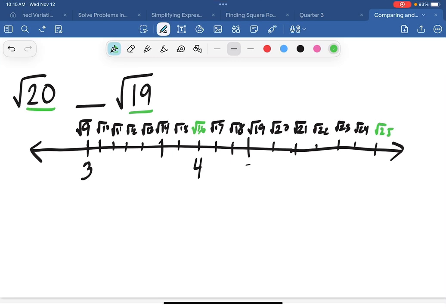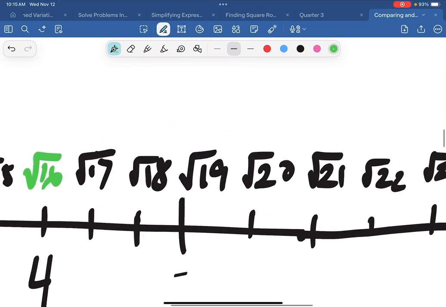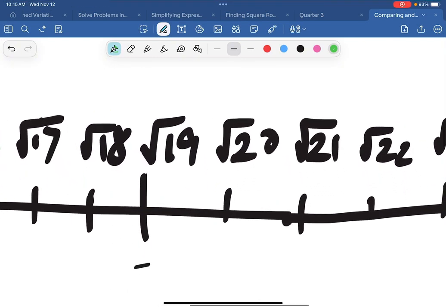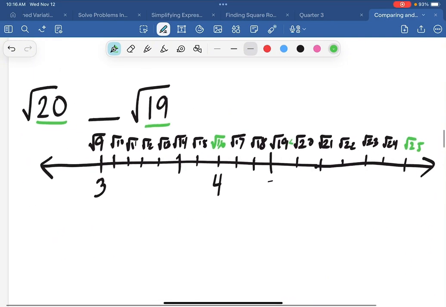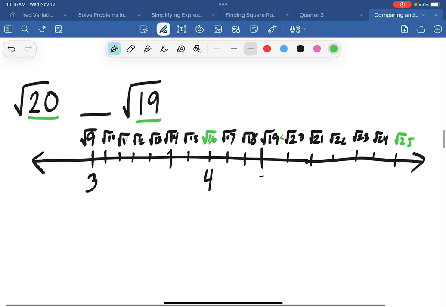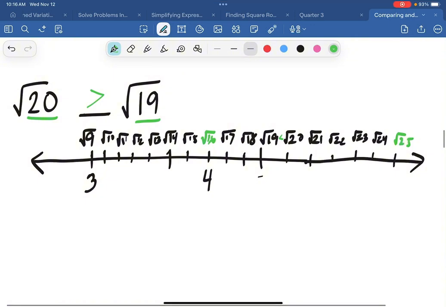Based on this, we could see that if you are going to have this in the number line, the square root of 19 is obviously less than the square root of 20. So it's not actually an issue since both of them are in square roots. So that means the square root of 20 is greater than the square root of 19.